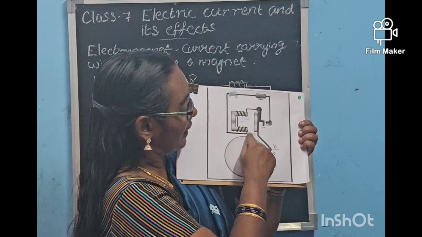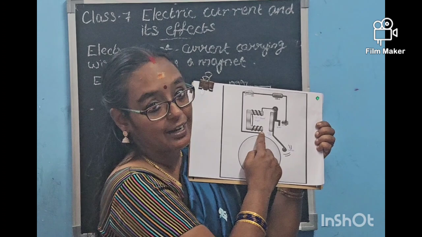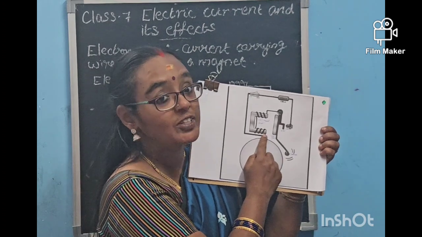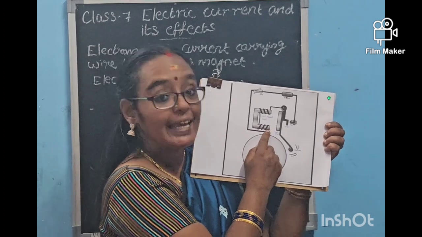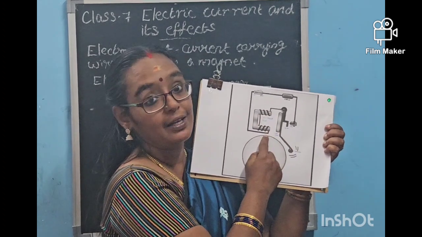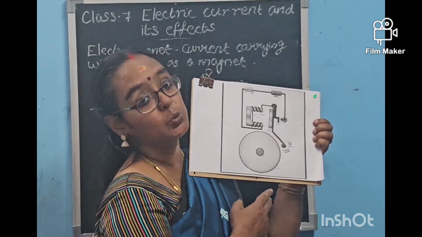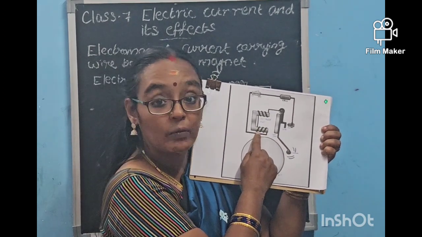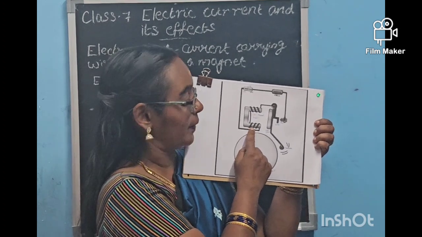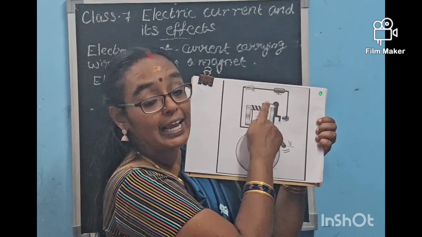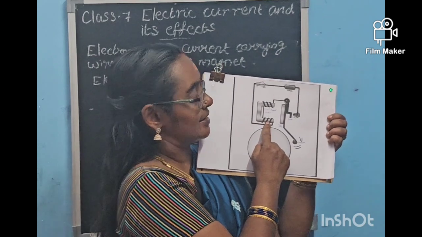Then when we come here, we can see an iron piece. Coils are wound around this iron. What is the specialty of the iron then? When a conducting material is surrounded with a coil and electricity is passed through it, this conducting substance will become what? A magnet. This shows the magnetic property. So this is the electromagnetism shown by this iron strip when electricity is passed.